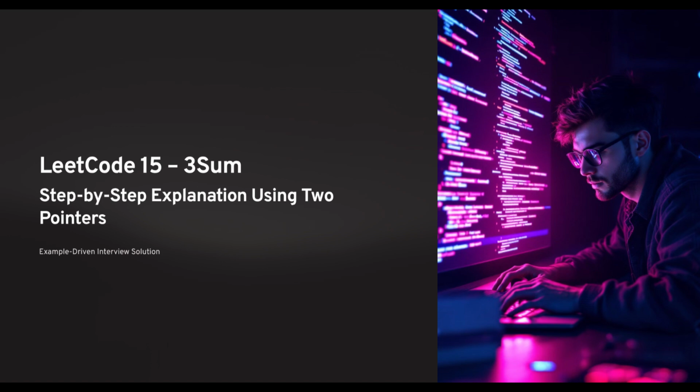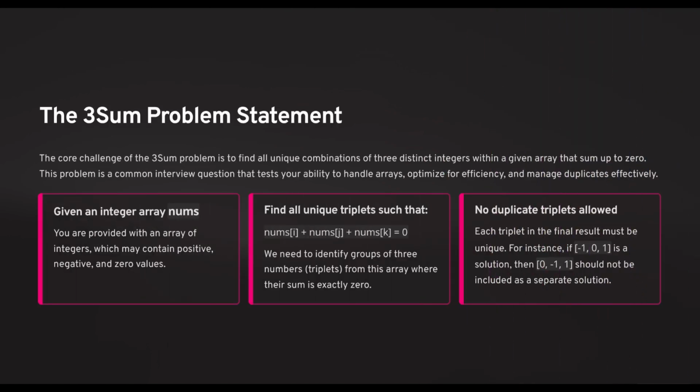We'll understand the idea step by step using an example and see how the two-pointer technique helps us efficiently find all unique triplets that sum to 0. We are given an integer array. Our task is to find all unique triplets such that the sum of the three numbers is exactly 0. Each index must be different, and the final answer must not contain duplicate triplets.